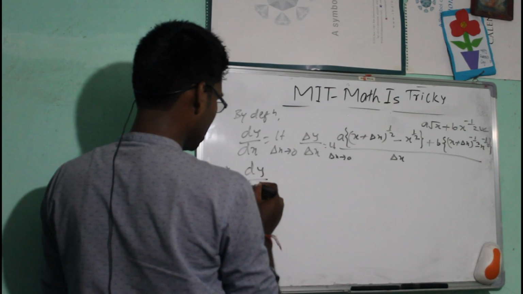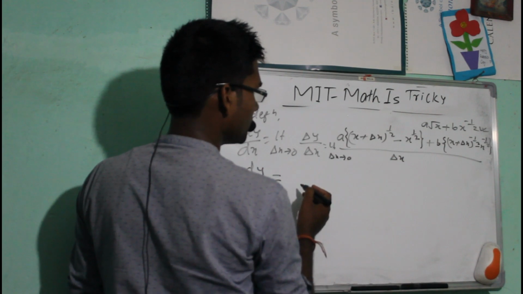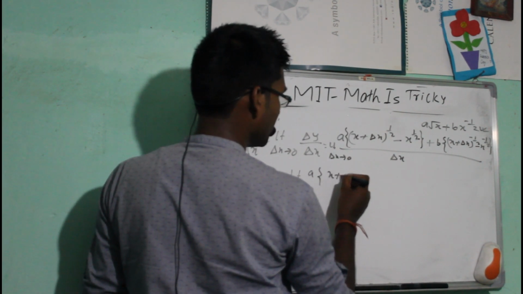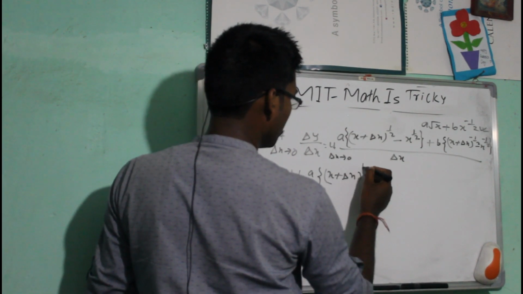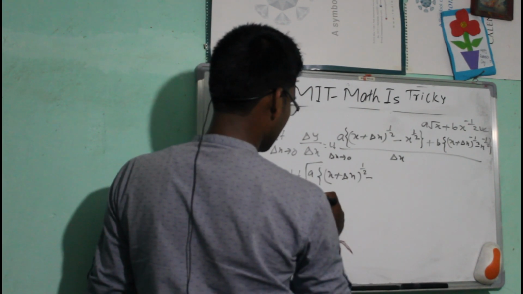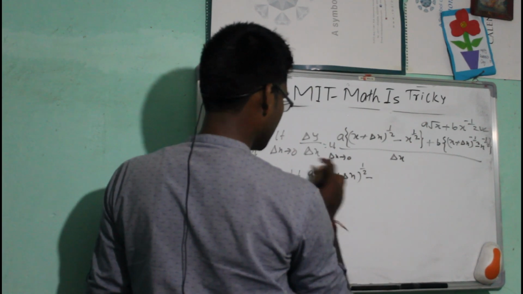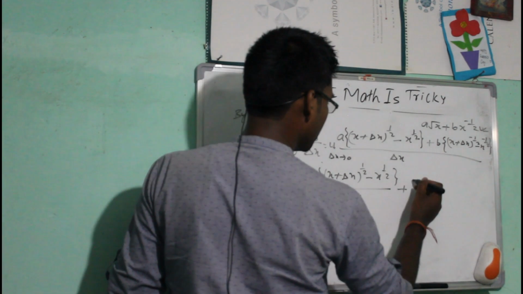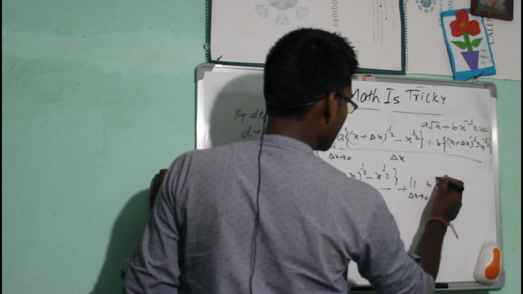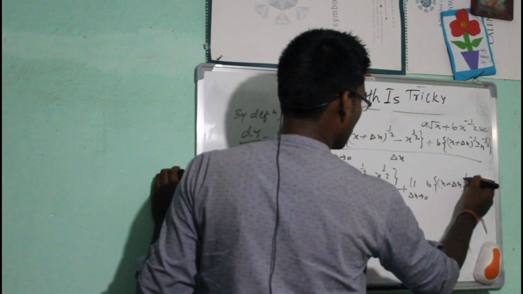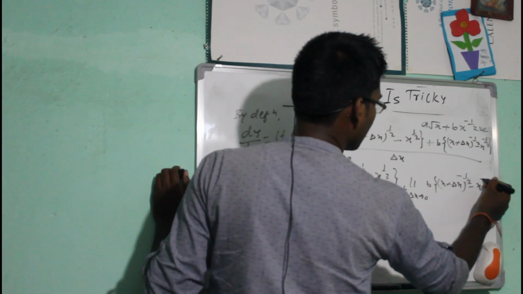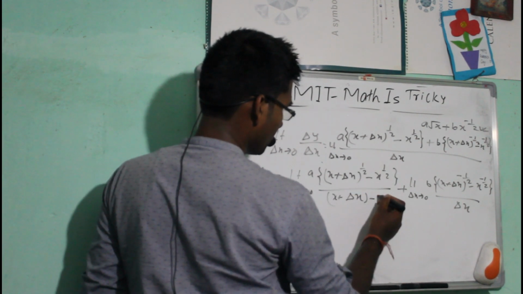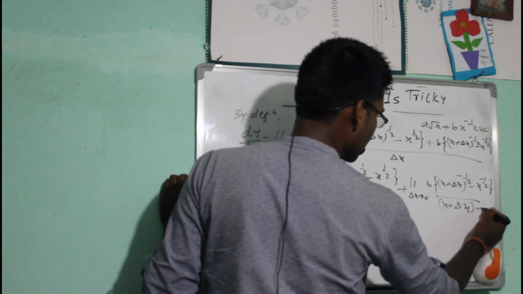dy/dx equals, separating this, the limit as delta x tends to 0 of a times (x plus delta x)^(1/2) minus x^(1/2), divided by delta x, plus the limit as delta x tends to 0 of b times (x plus delta x)^(-1/2) minus x^(-1/2), divided by delta x. For this delta x we can write (x plus delta x) minus x, so that we can use the formula.